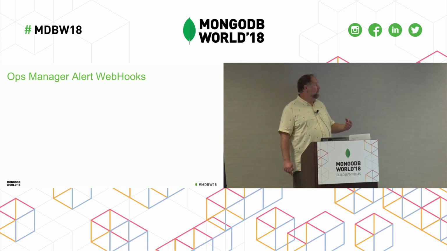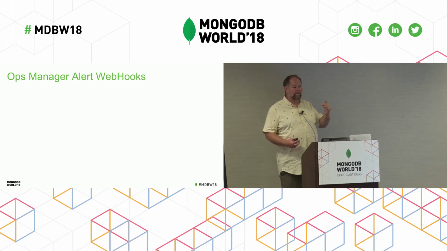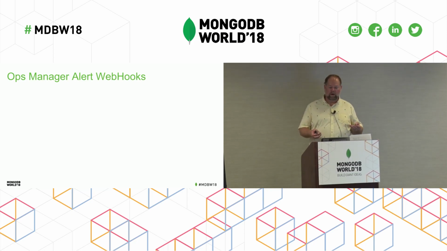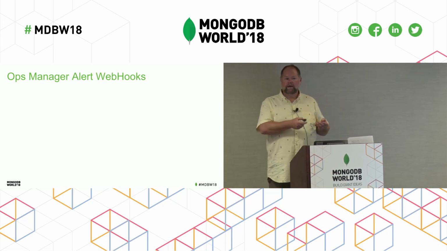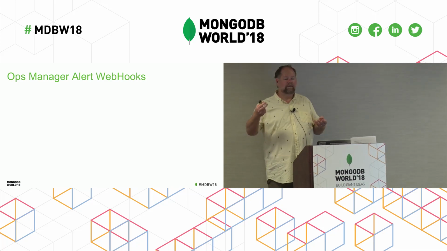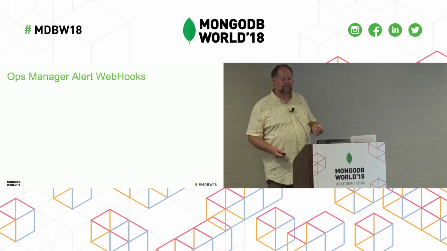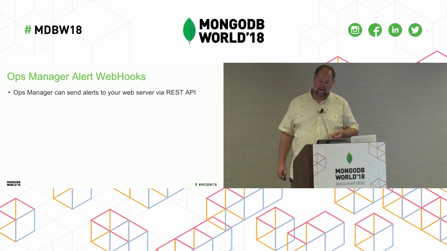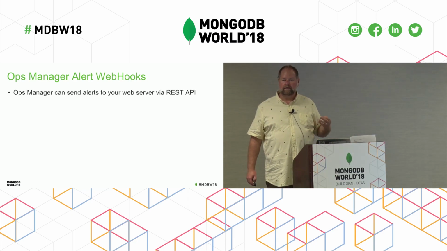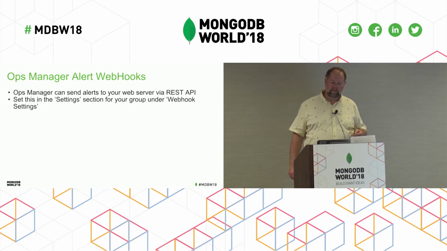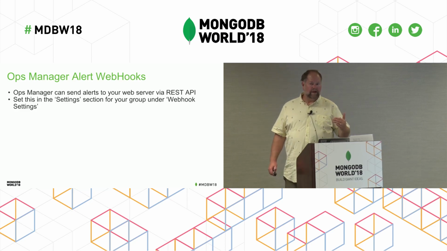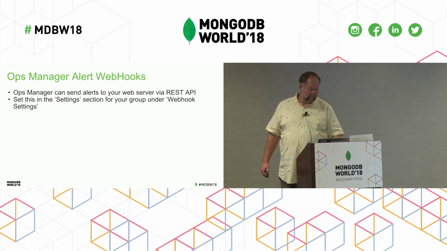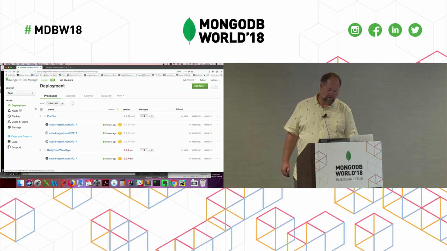Okay, so the next thing, Ops Manager Alert Webhooks. This is sort of the meat in the sandwich here, or the secret sauce almost that makes it work. When an alert fires in Ops Manager, we need to send that to our web server so we can take whatever action we want to take for that specific alert. So it sends those in via REST API and, of course, JSON. You can set this in the settings section under Webhook Settings and then set each individual alert to send to this webhook. So I'll show that to you in Ops Manager real quick.